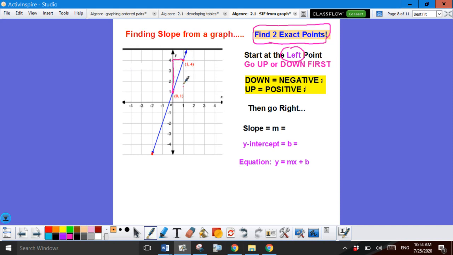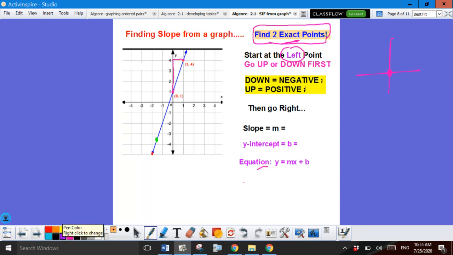Now, the reason I use those 2 points is because they gave them to me, but they are exact points, okay? When we're talking about an exact point, we're talking about something that is in the middle where the 2 lines meet, okay? This point here is not an exact point. I don't really know where that is. It's somewhere between -3 and -4 and -1 and -2. They need to be exact points, okay?